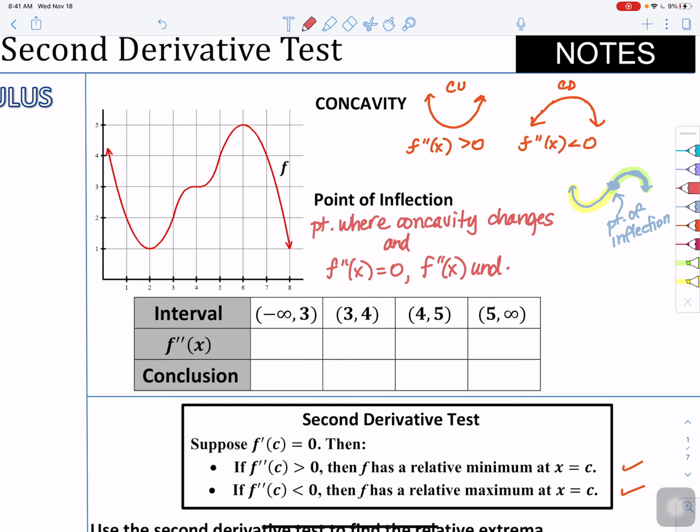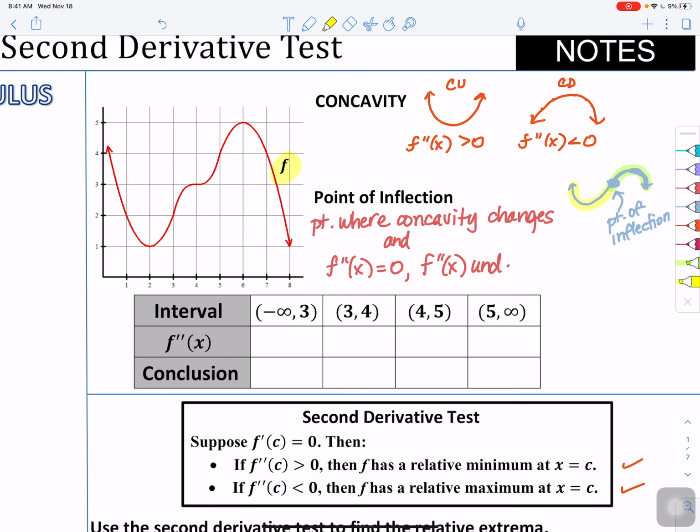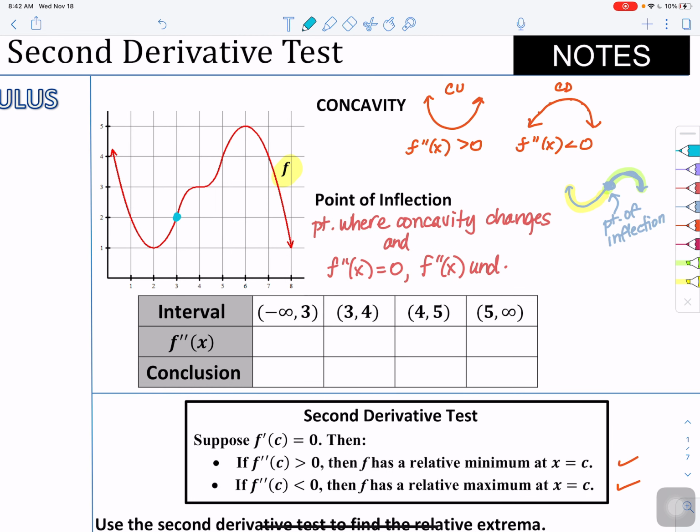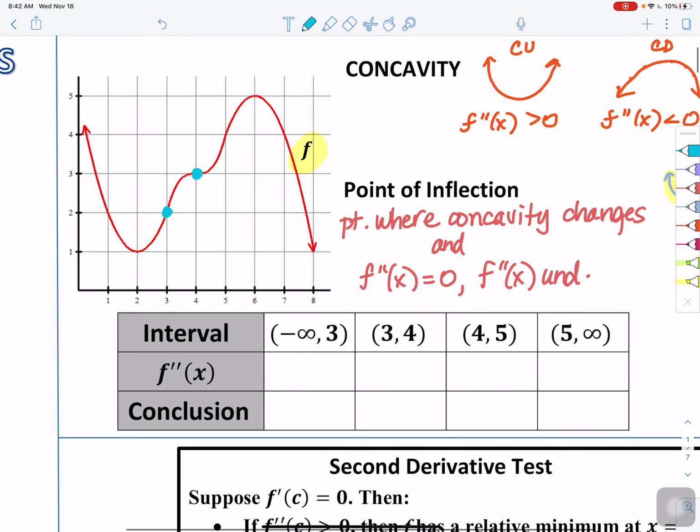So let's take a look at this graph. We first note that this is F, so we're just looking straight at concavity. I'm just going to give some estimates. I'm thinking this might be a point of inflection. That's where we change from concave up to concave down. Let's choose this point. Now, this point there is where we change from concave down to concave up. And how about right about here? That's where we change from concave up to concave down.